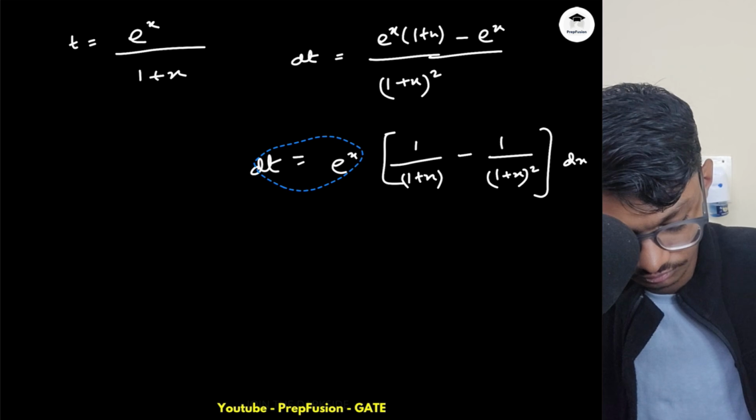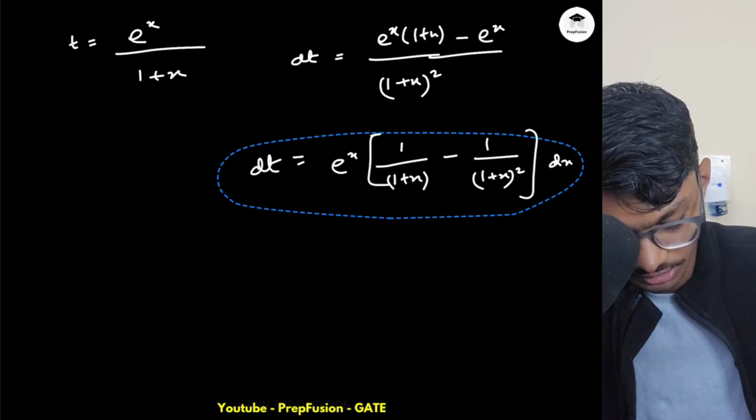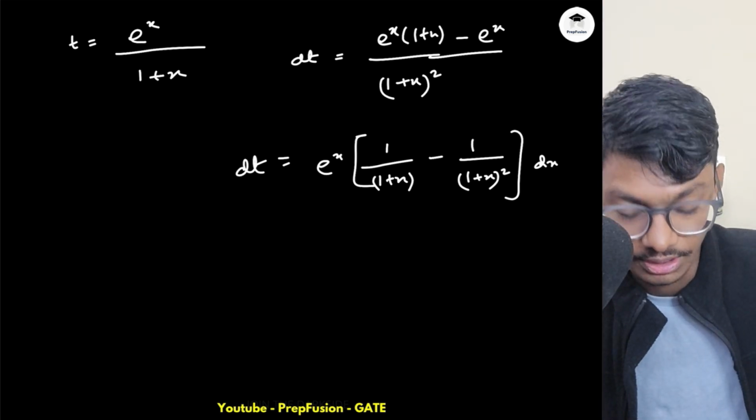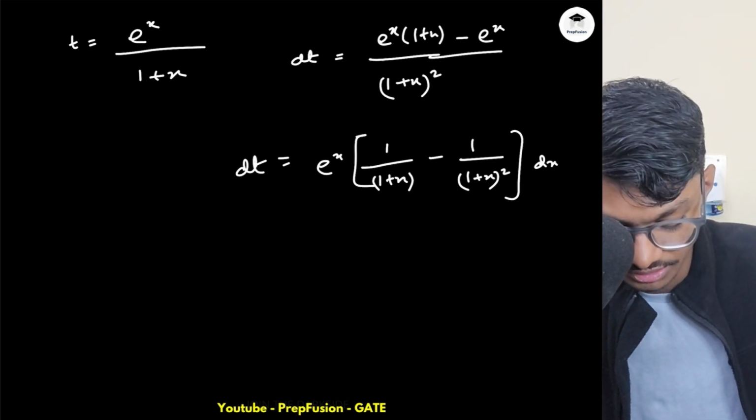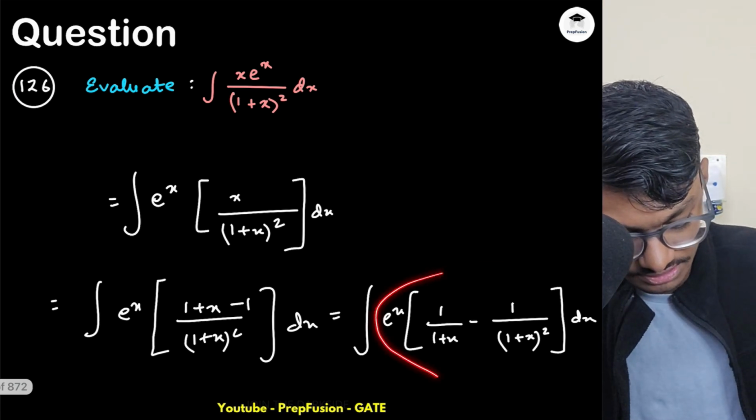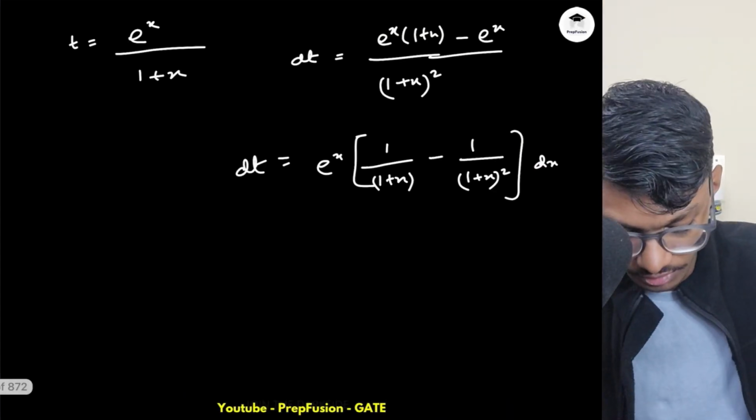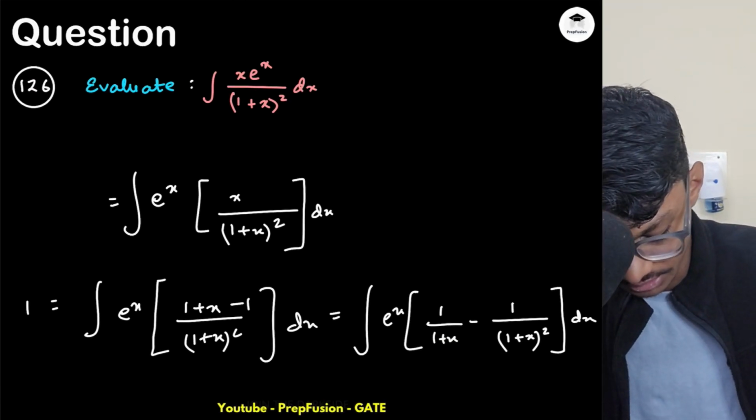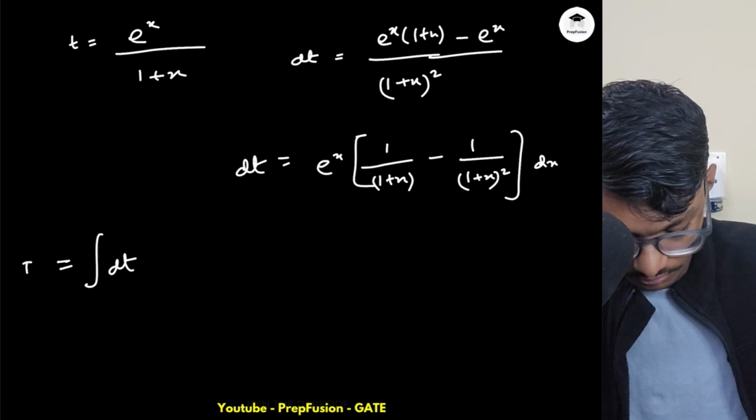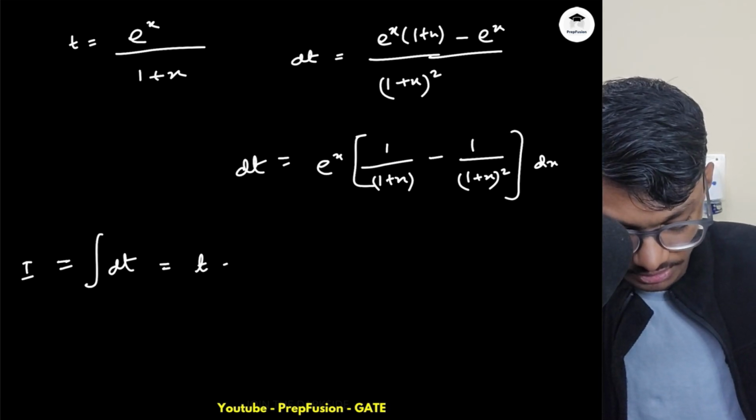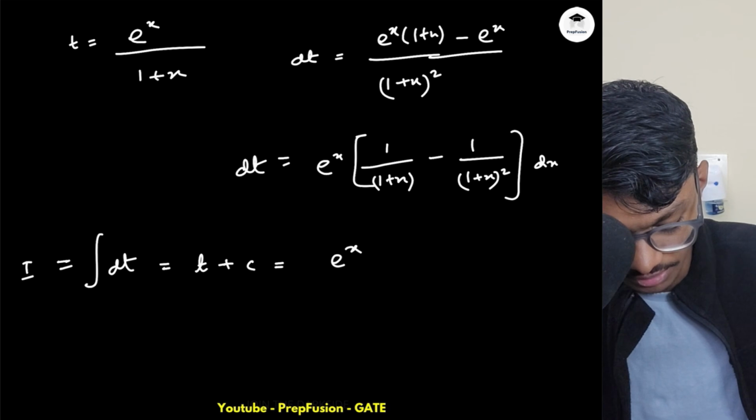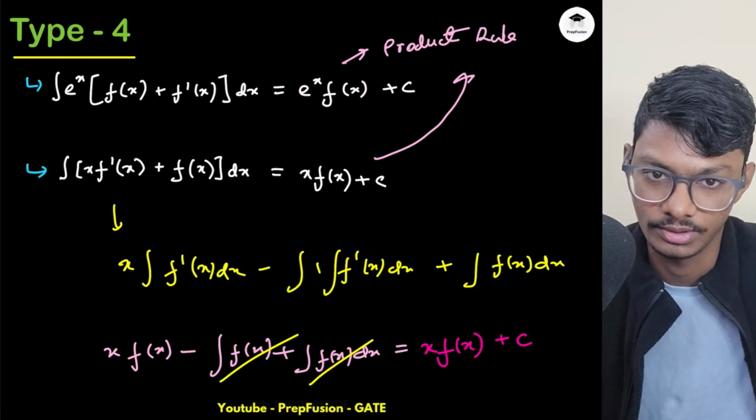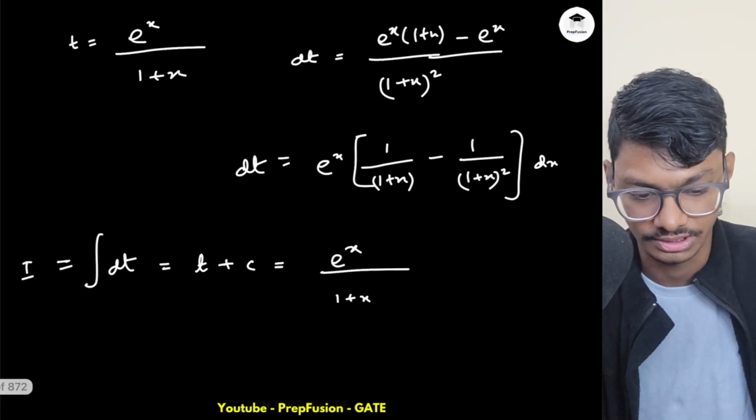So yeah, this will be this. So basically you can observe, right, this is directly equals to dt. So I can replace this with dt only. Let me write this as I. So my integral will become t plus c, and what is my t? T is simply e raised to power x by 1 plus x. Okay, it is basically f of x into e raised to power x. So this is how you solve this type of question.